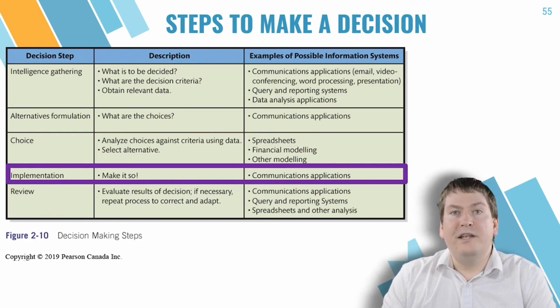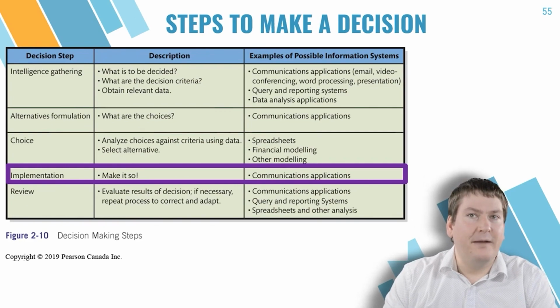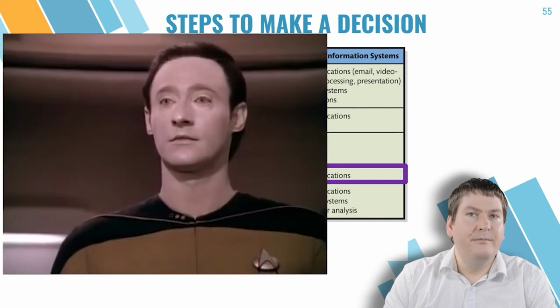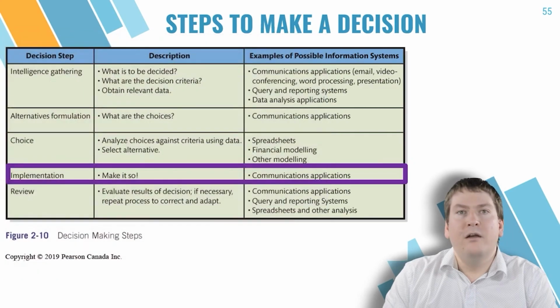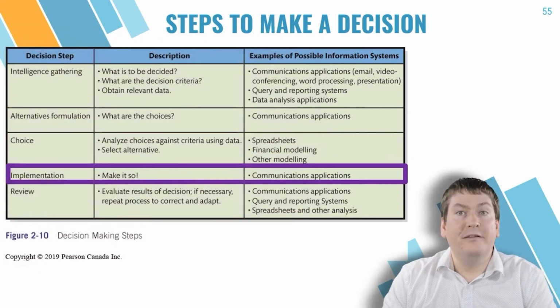Next would be the implementation step, or the make it so step. Make it so. Do it. Where you actually go out and implement your choice. For the laptops, for example, this might be going out to Best Buy and buying the laptop, or ordering it from Amazon.